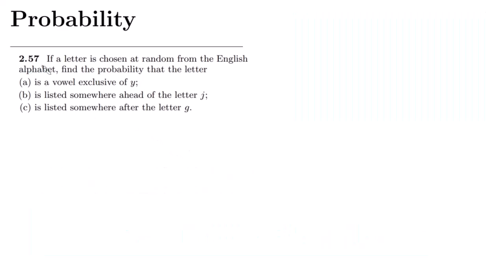Hello guys, I hope all of you are fine. So this is question 2.57, and the statement of this question is, if a letter is chosen at random from the English alphabet, find the probability that the letter is a vowel exclusive of Y. So we are not including Y in the vowels. What will be the strategy here?